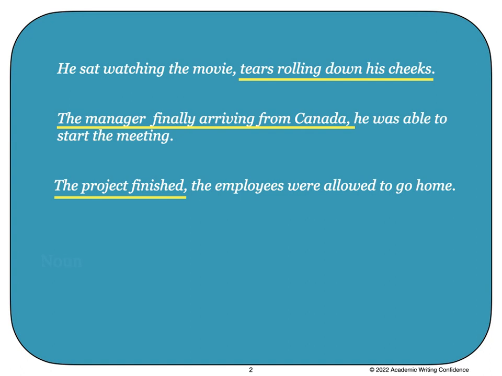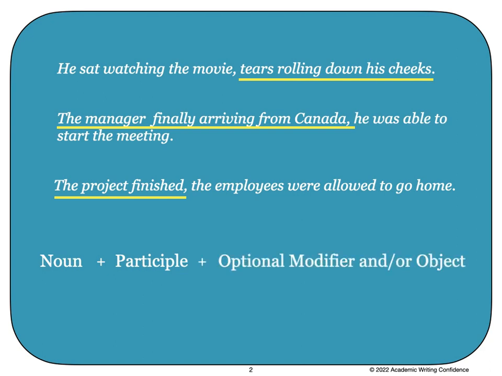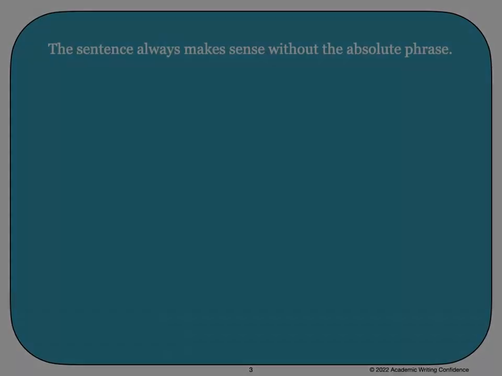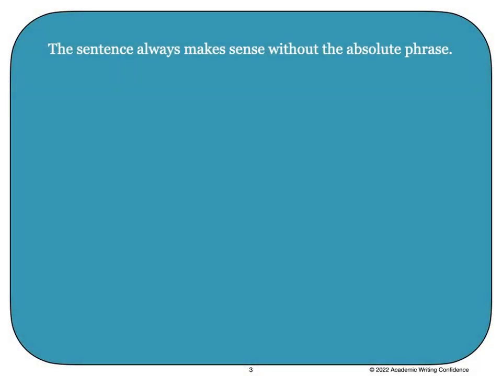An absolute phrase has a noun, plus a participle, plus an optional modifier and/or an object. The sentence always makes sense without the absolute phrase.